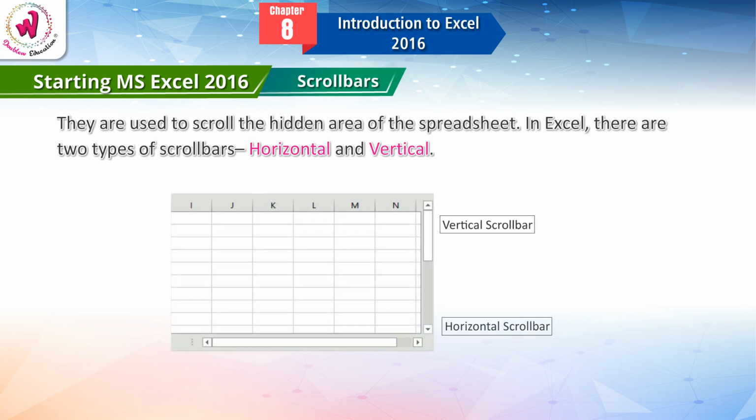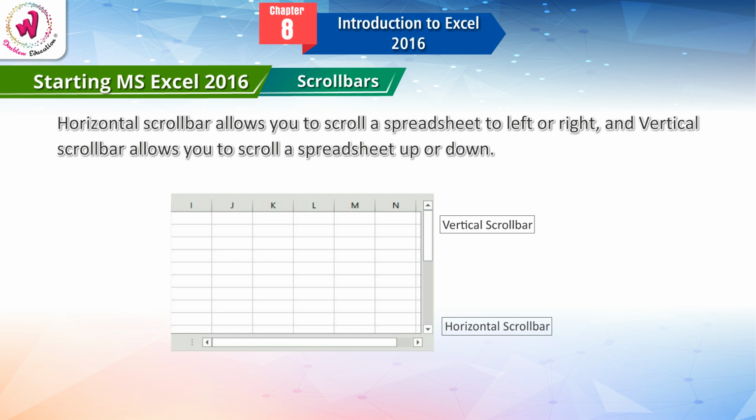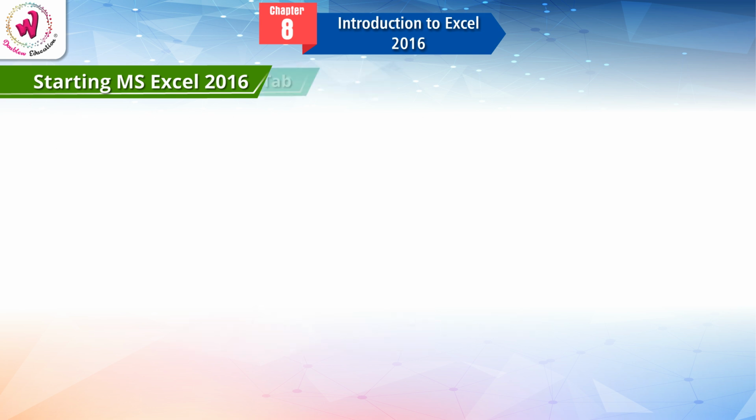Scroll bars. They are used to scroll the hidden area of the spreadsheet. In Excel, there are two types of scroll bars, horizontal and vertical. Horizontal scroll bar allows you to scroll a spreadsheet to left or right, and vertical scroll bar allows you to scroll a spreadsheet up or down.